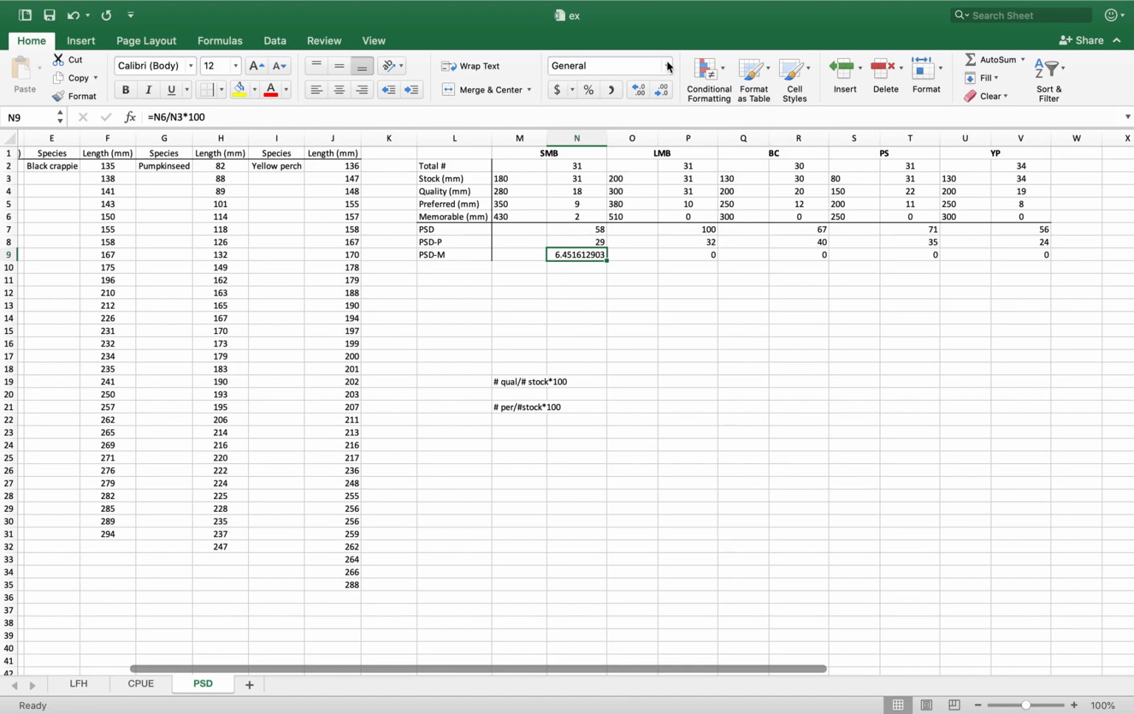The reason this one is the only one with anything is because we actually had fish in memorable, which were our smallmouth bass. Everything else is 0. But our PSD here for smallmouth bass is 58. It's 100 for largemouth bass, 67 for black crappie, 71 for pumpkin seed, and 56 for yellow perch. As you can see, 29, 32, 40, 35, and 24 for our PSD preferred. So that means your preferred fish. And then your memorable here.